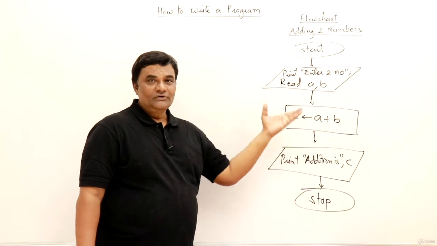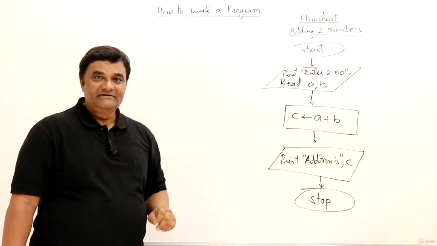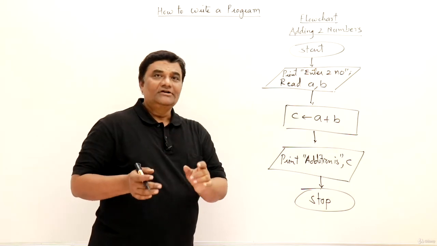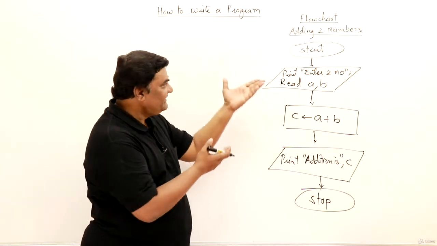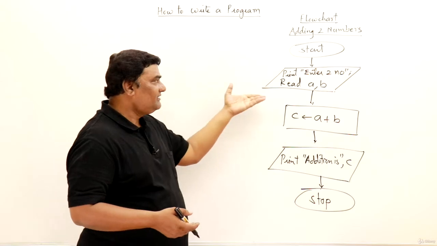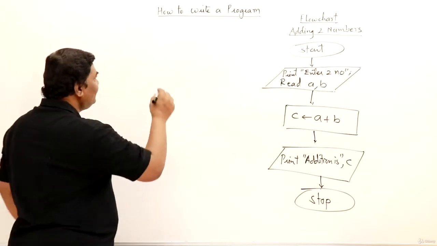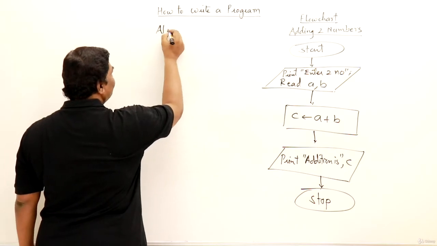This is the flow chart for adding two numbers. Now, the same thing I will write as an algorithm using pseudocode. So what is pseudocode? This is pseudocode. This is not C language code. So let us write an algorithm for adding two numbers.